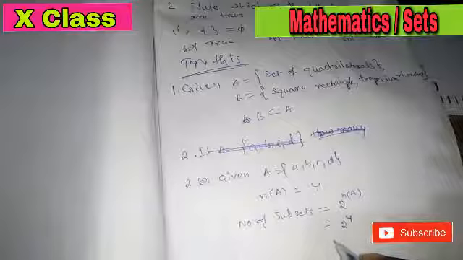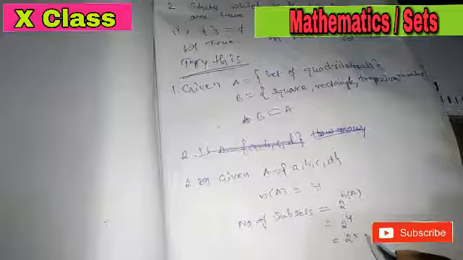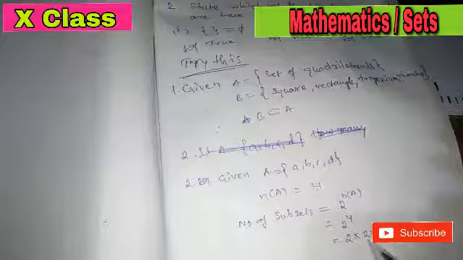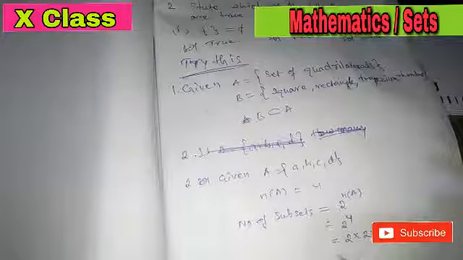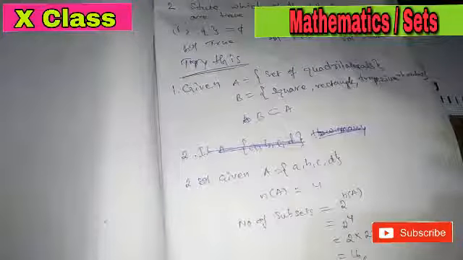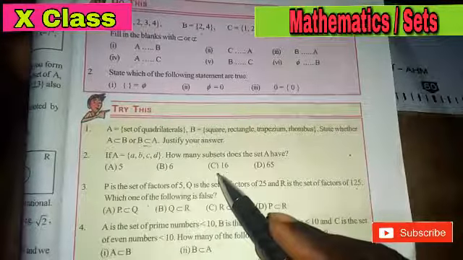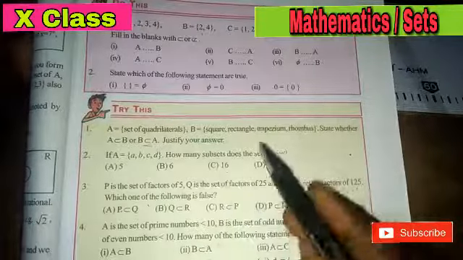2 to the power of 4 means 2 into 2 into 2 into 2. 2 2s are 4, 4 2s are 8, 8 2s are 16. 16 is the answer. So 16 is C. It is the correct answer. You have to just tick it.